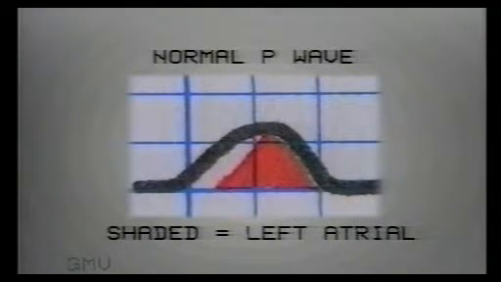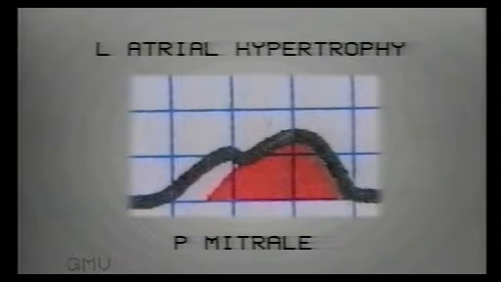Atrial hypertrophy. The atrial hypertrophy can be diagnosed from the contour of the P waves seen best in lead 2. The P wave represents depolarization of both right and left atria. The SA node starts the depolarization in the right atrium. So the initial part is contributed by the right atrium and the later part of the P wave shaded in the diagram is contributed by the left atrium.